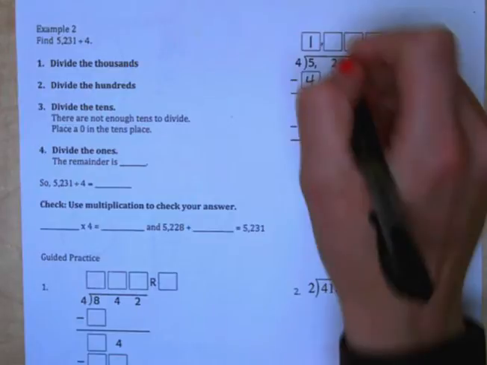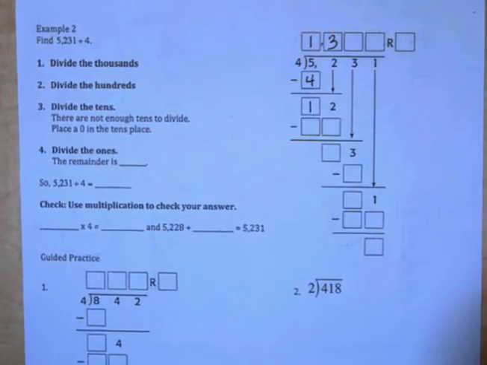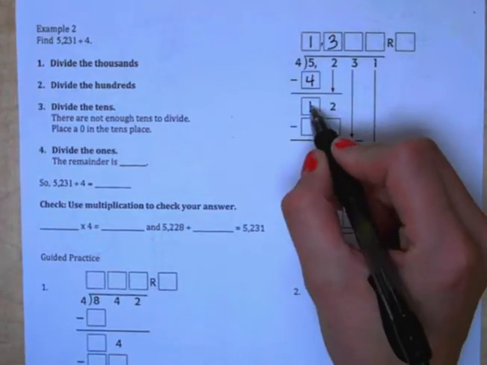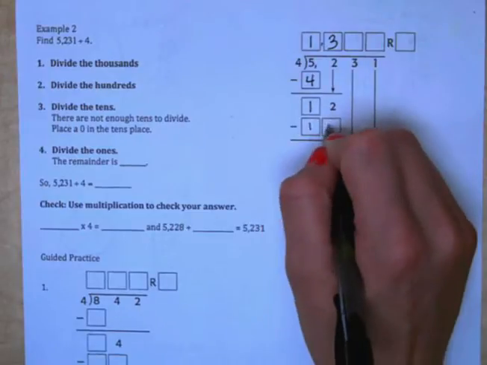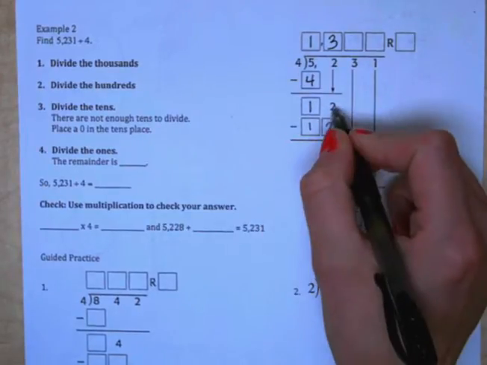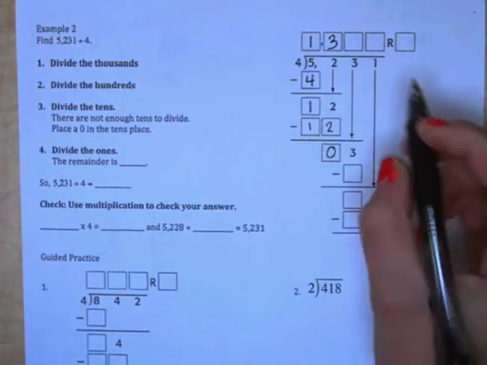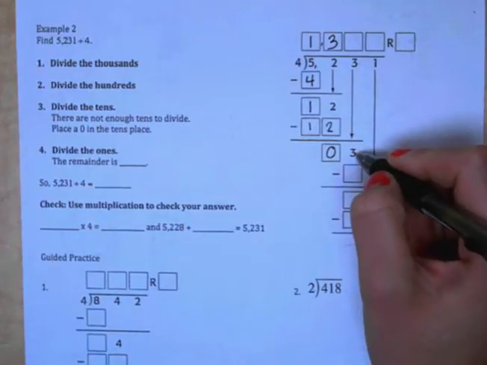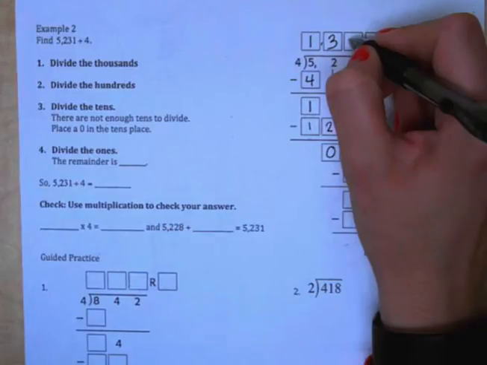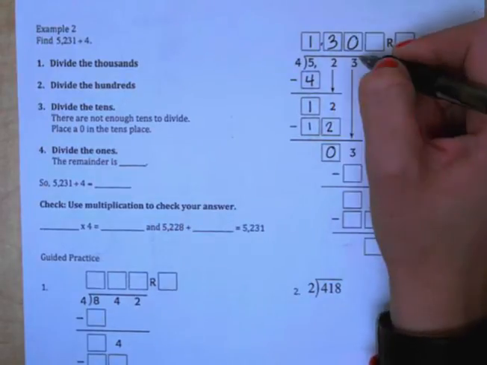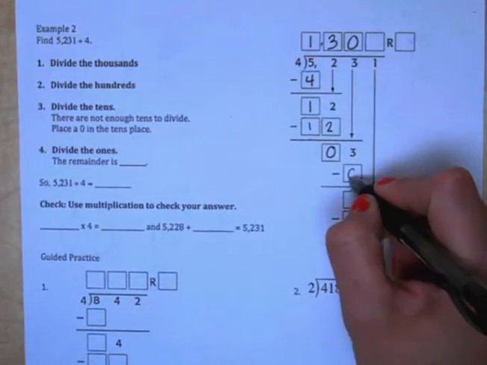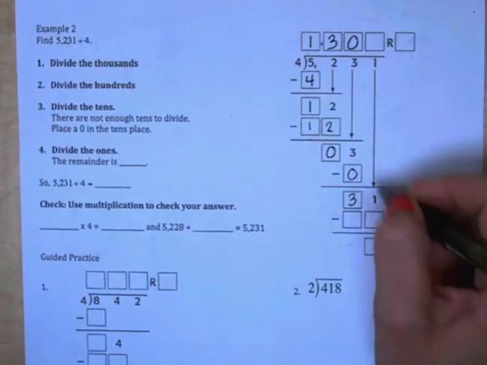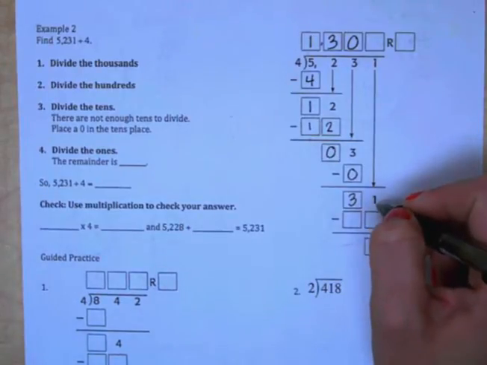12 divided by 4 is 3. 4 goes into 12 3 times. 4 times 3 is 12. 12 minus 12 is 0. Now we have 3. 4 does not go into that, so this is where our 0 comes in. So it goes in there 0 times. So we have 3 minus 0 is still 3. Bring down our 1, and we are at 31.